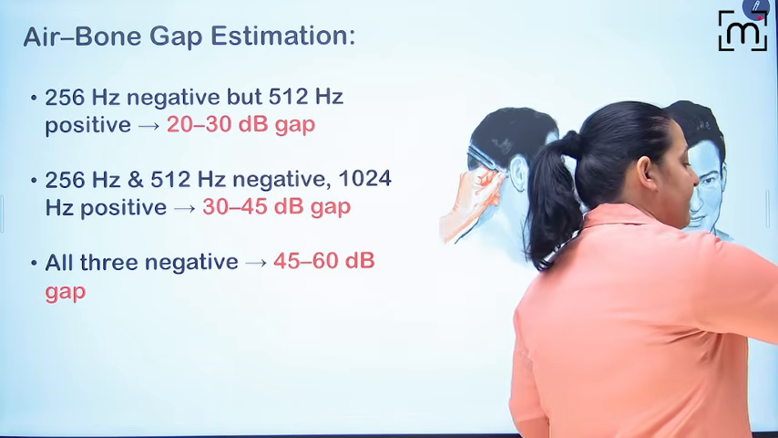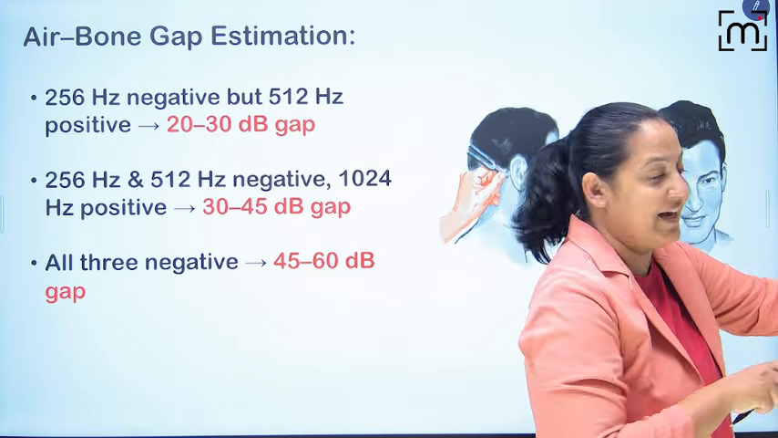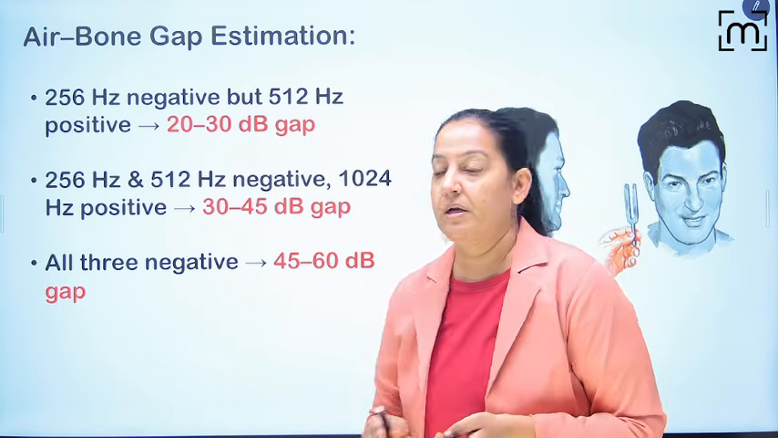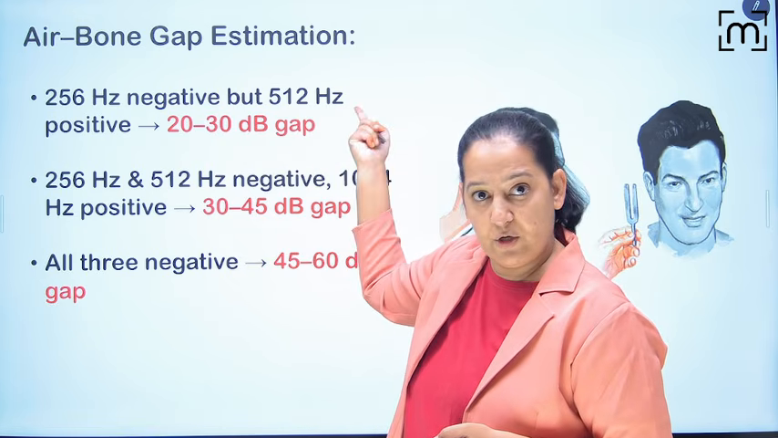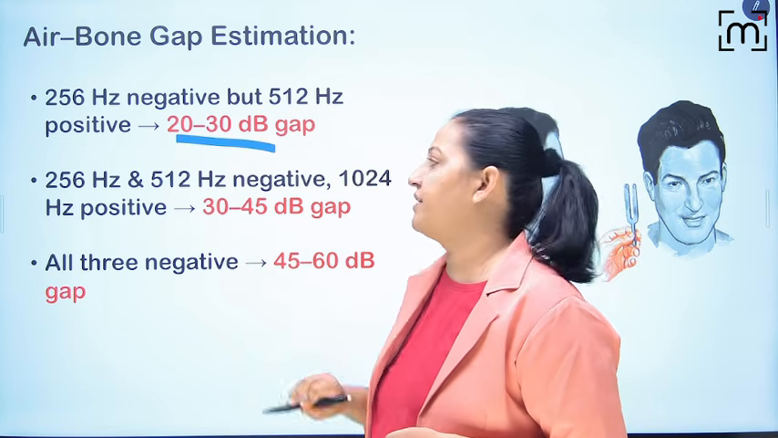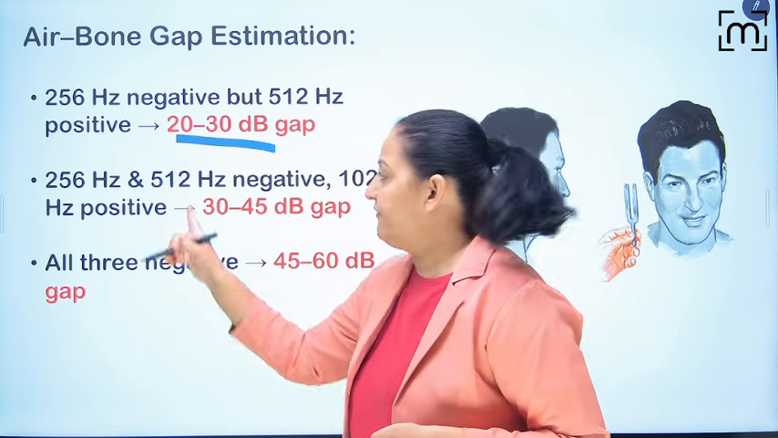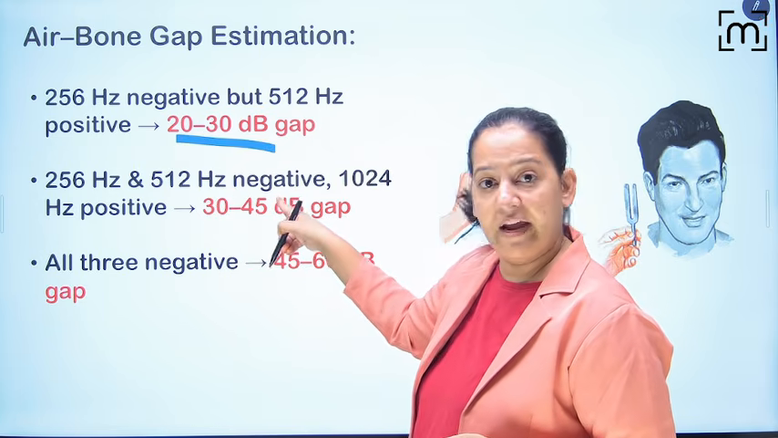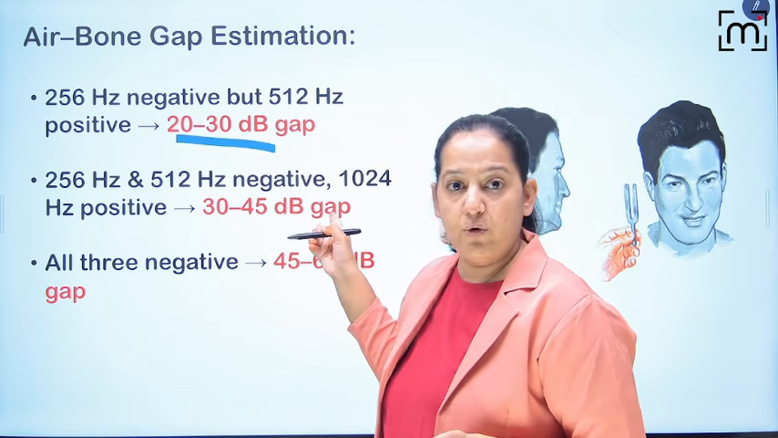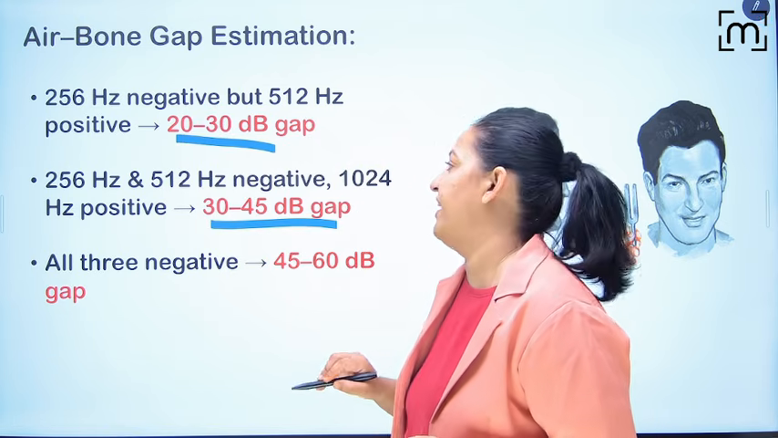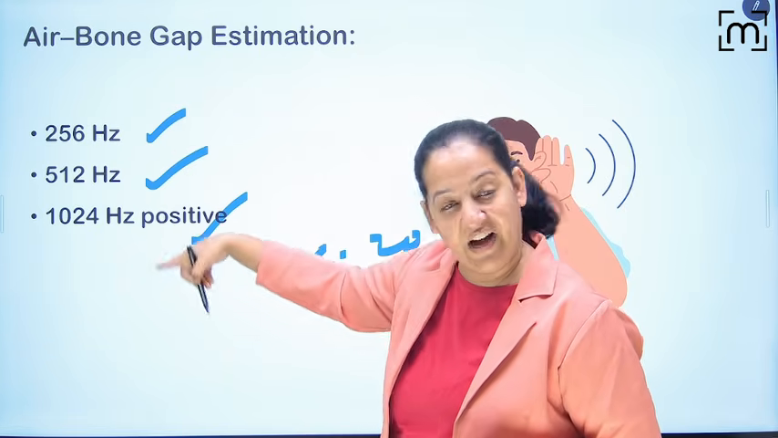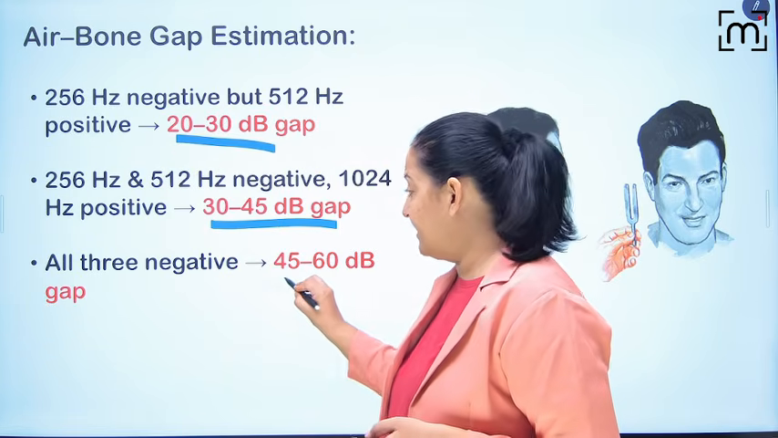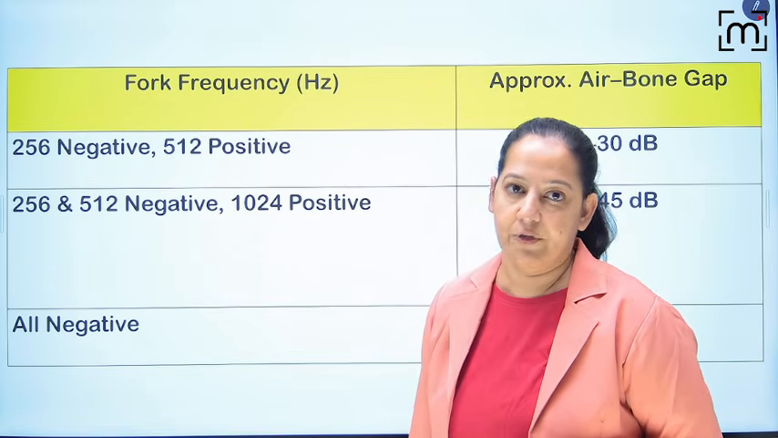And I will see with which tuning fork I can detect the vibration. So if 256 is negative, but 512 and 1024 is positive, it is 20 to 30 decibel deafness. If 256 and 512 both are negative, only 1024 is positive, it's 30 to 45 decibel of deafness. If all three tuning forks are negative, Rinne negative in all three, so it's a deafness of more than 45 decibel. You are getting my point?